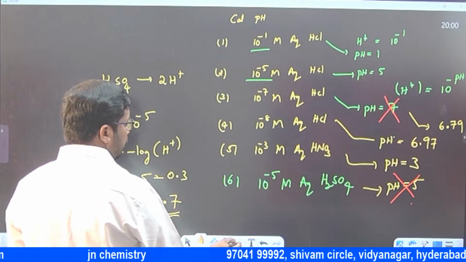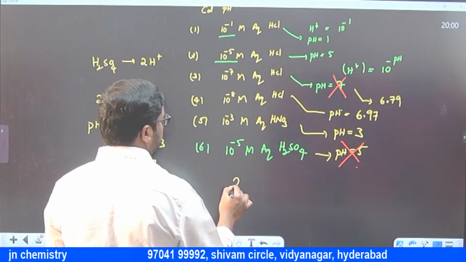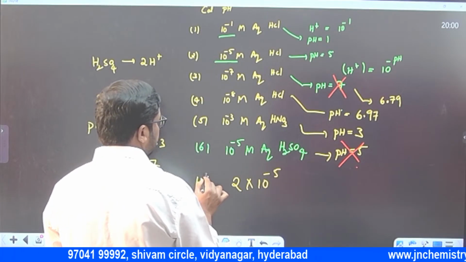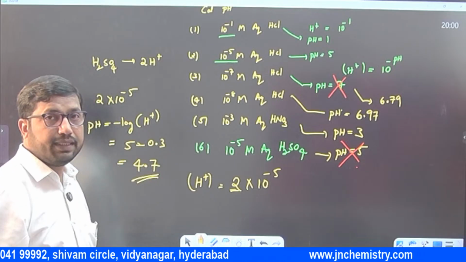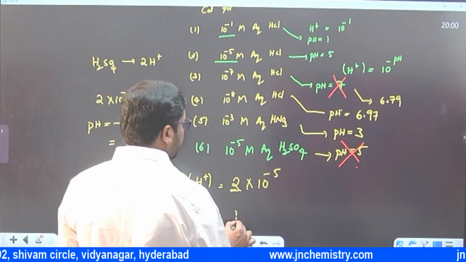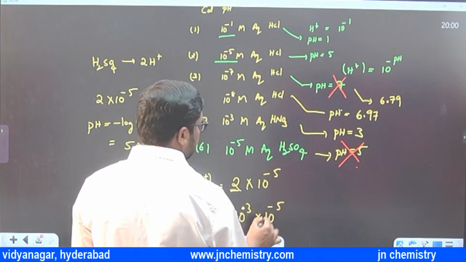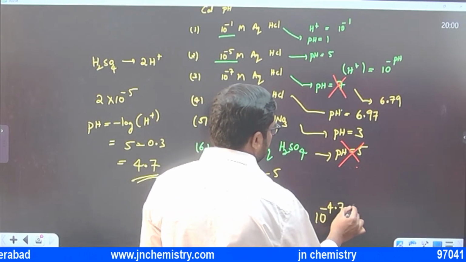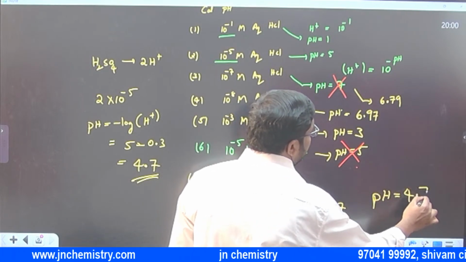Otherwise, I told you like this also we can do it. So 2 into 10 to the power of -5, this is the H plus ion concentration. So to write it as a power of 10, 10 to the power of 0.3 into 10 to the power of -5. So nothing but 10 to the power of -4.7. Right, pH is equal to 4.7. Simple.